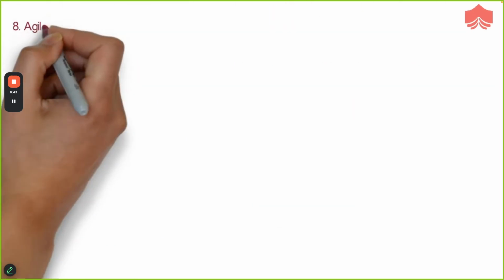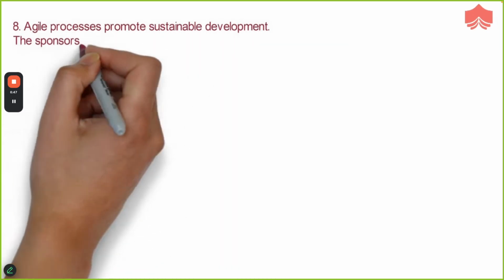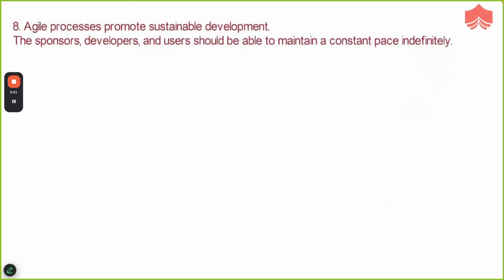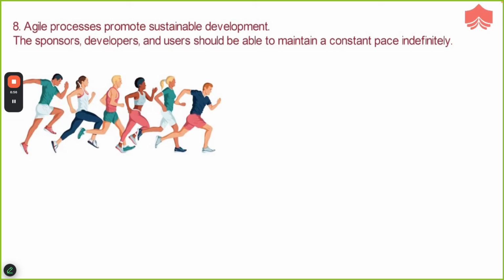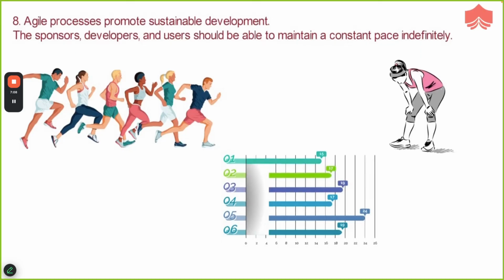Eighth principle: Agile processes promote sustainable development. The sponsors, developers, and users should be able to maintain a constant pace indefinitely. Software development is like running a marathon. You have to maintain the speed, but you shouldn't run so fast that you exhaust yourself. Similarly, sustainable development happens when you do constant production of software features during a long-lasting period.